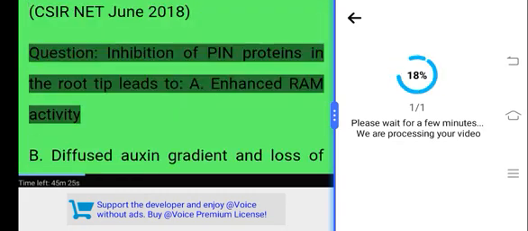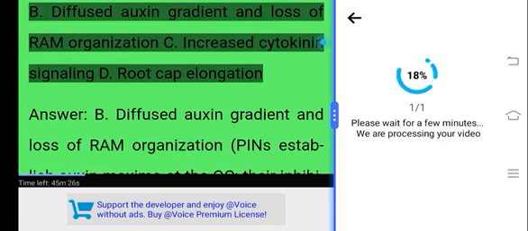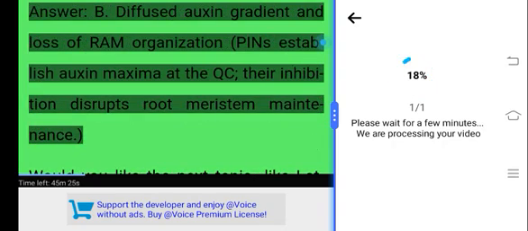CSIR-NET June 2018. Question: Inhibition of PIN proteins in the root tip leads to: A, enhanced RAM activity. B, diffused auxin gradient and loss of RAM organization. C, increased cytokinin signaling. D, root cap elongation. Answer: B, diffused auxin gradient and loss of RAM organization. PINs establish auxin maxima at the QC. Their inhibition disrupts root meristem maintenance.